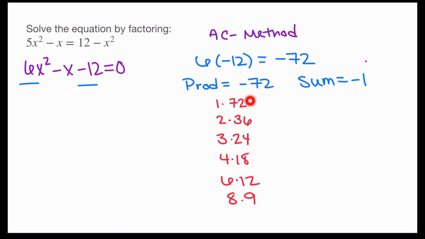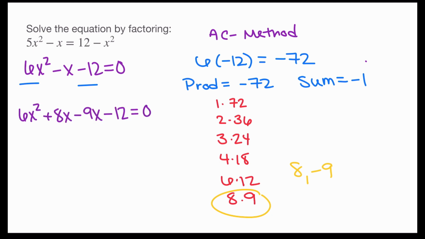So 72, that could be 1 and 72, 2 and 36, 3 and 24. Wow, lots of options. 4 and 18, 6 and 12, or 8 and 9. And if it's negative 72, one of these numbers has to be negative. To get a sum of negative 1, I would use negative 9 and positive 8. So 8 and negative 9 multiply to give me negative 72 and add up to negative 1.